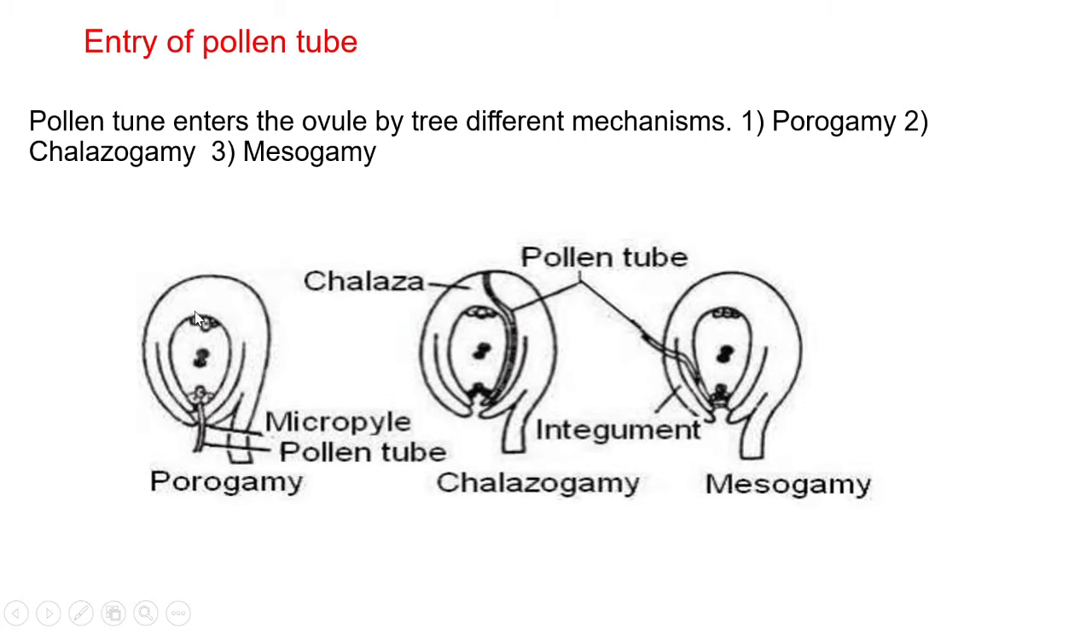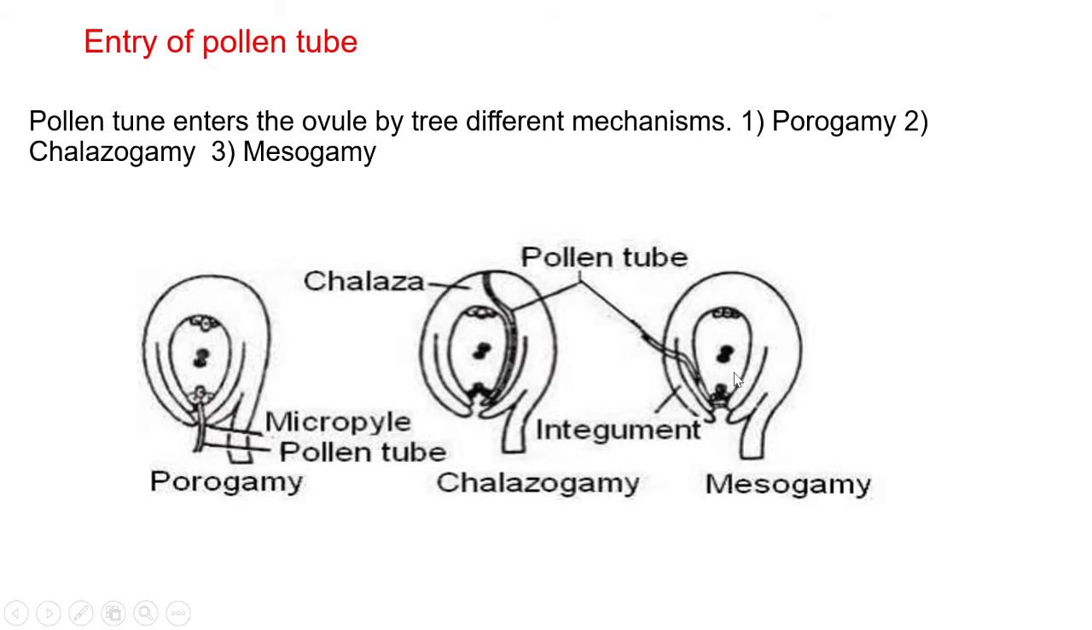First of all, porogamy. When the pollen tube enters the ovule directly through the micropyle, then the mode of pollen entry is called porogamy. Most of the angiospermic plants show this type of mechanism.